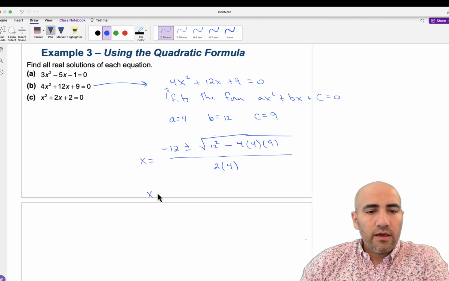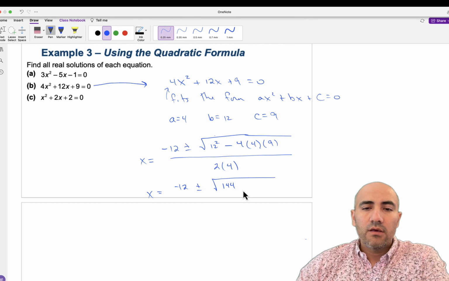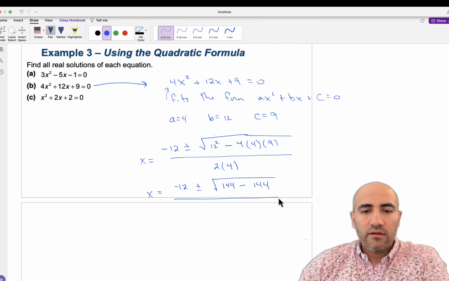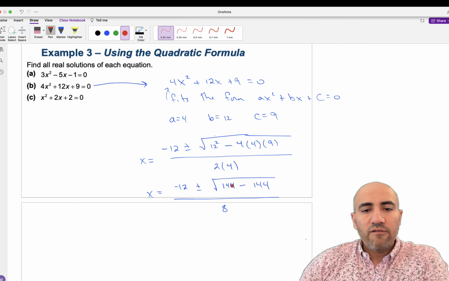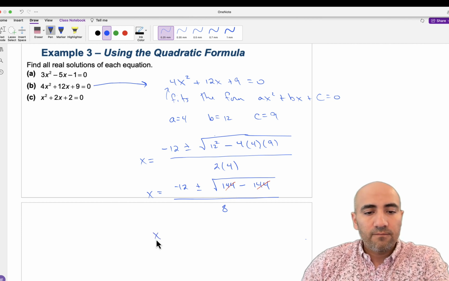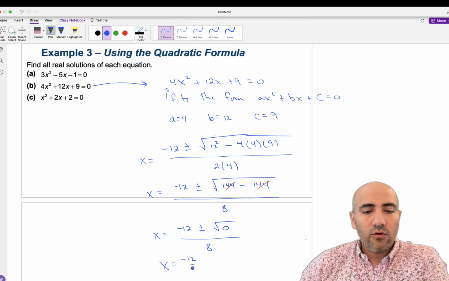So this becomes x is equal to negative 12 plus or minus the square root of, 12 squared is 144, and minus 4 times 4 times 9, that's going to be 16 times 9, which is 144 as well, divided by 8. So now the 144 minus 144 reduces. This is a case where the value inside the root becomes 0. So that actually simplifies quite nicely. This becomes the square root of 0 over 8. The square root of 0 is 0, so that term just goes away. And so what we're left with is just x equals negative 12 over 8, which reduces to negative 3 over 2. So we don't have two answers in this case, we only have one.